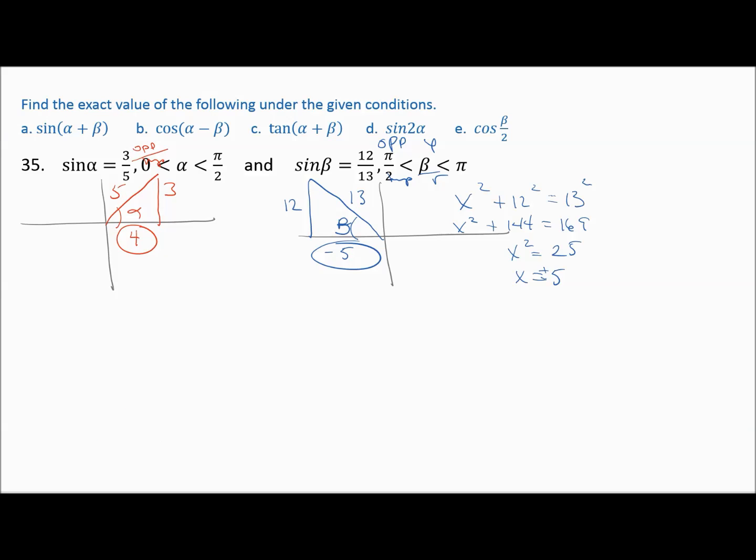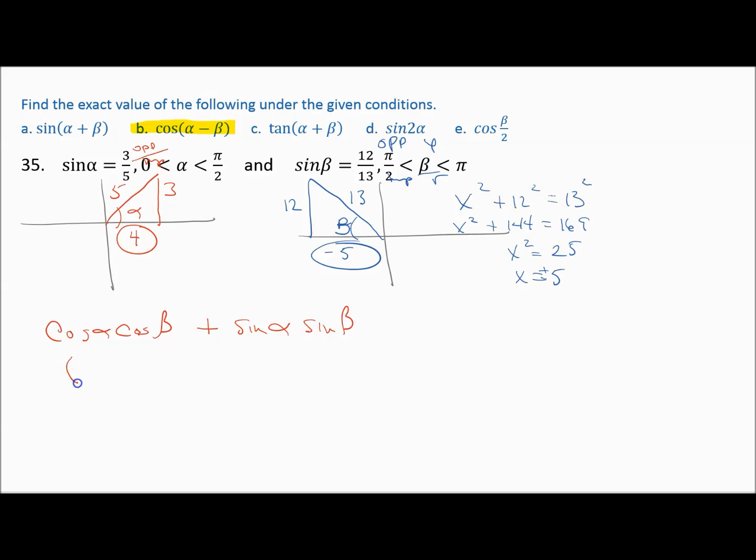So now what I want to do is keep my triangles, but I'm looking at question B now, cosine of alpha minus beta. All right, so the formula for that will be cosine of alpha, cosine of beta, change the sign, plus sine of alpha, sine of beta. So cosine of alpha, I need to look at my alpha diagram.